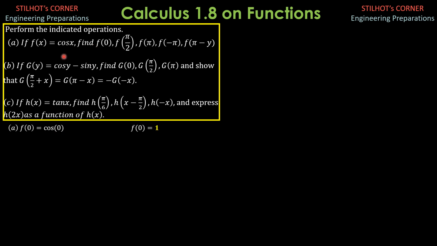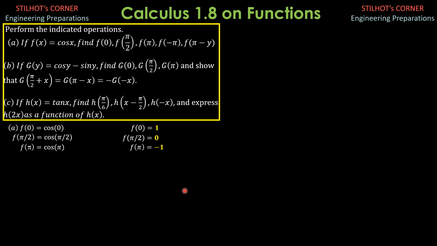F of pi over 2 is cosine of pi over 2, and cosine of pi over 2 or cosine of 90 degrees is 0. Then f of pi is here on the left, so cosine of pi is negative 1. So f of pi is negative 1.